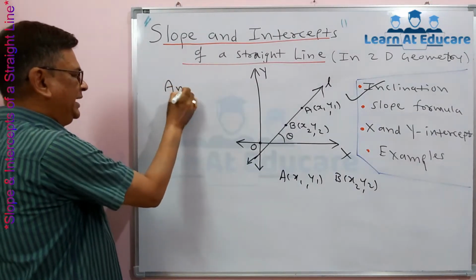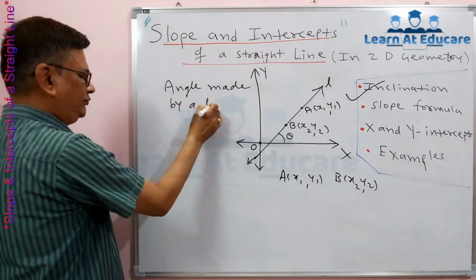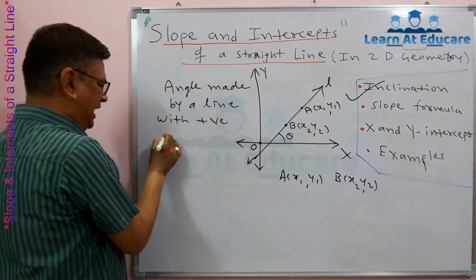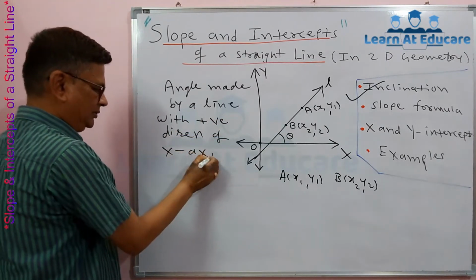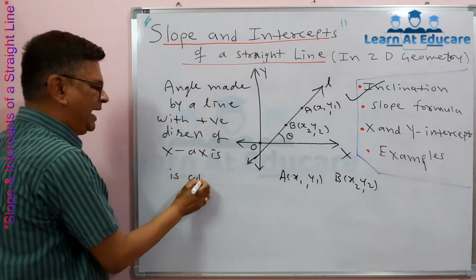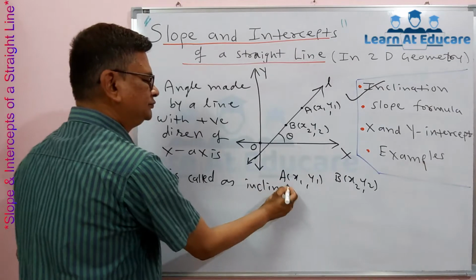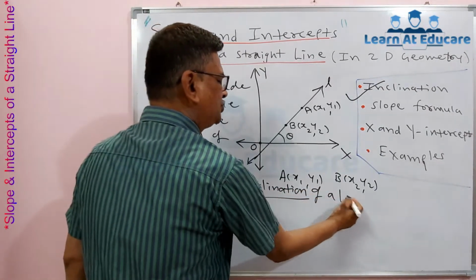So the angle made by a line with positive direction of x-axis is called as inclination of line. Inclination of a line. Can you see in figure?